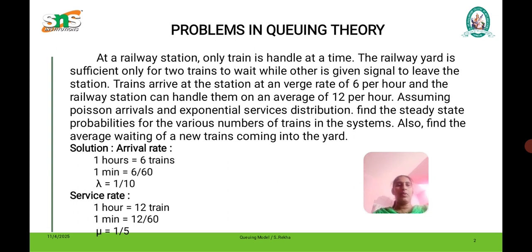So let's see one problem. In a railway station only one train is handled at a time. The railway yard is sufficient only for 2 trains to wait while the other is given signal to leave the station. Trains arrive at the station at an average rate of 6 per hour, whereas the railway station can handle them at 12 per hour. Assume Poisson arrival and exponential service distribution. We also have to find the average waiting time of the new trains coming into the yard.